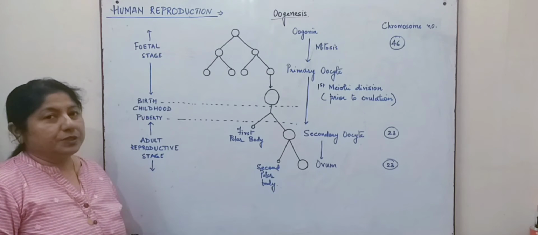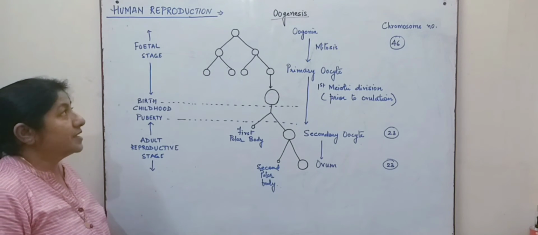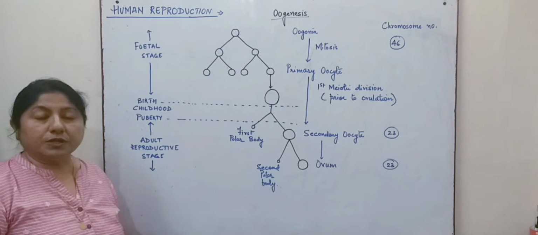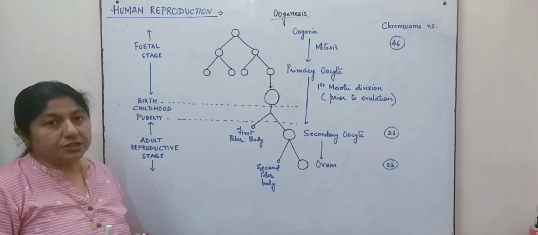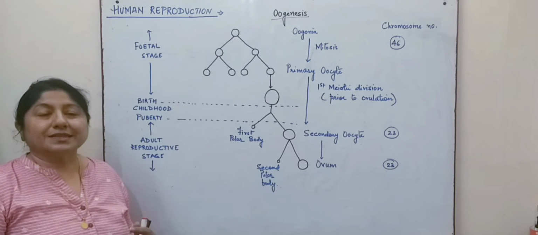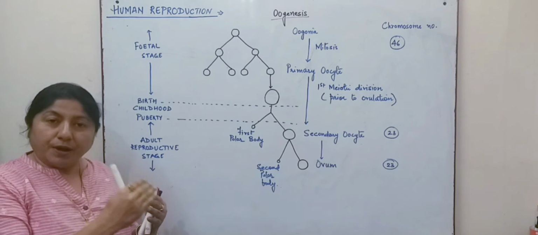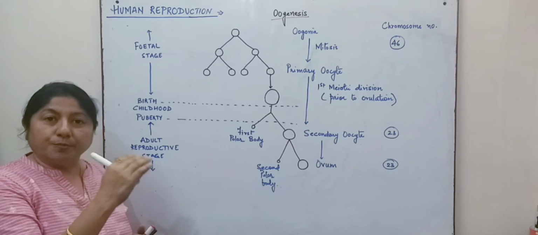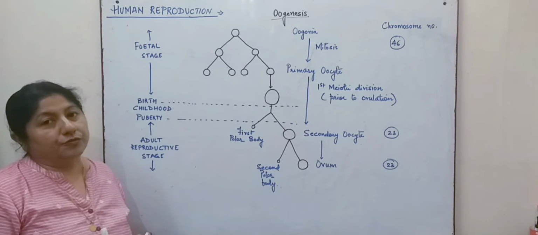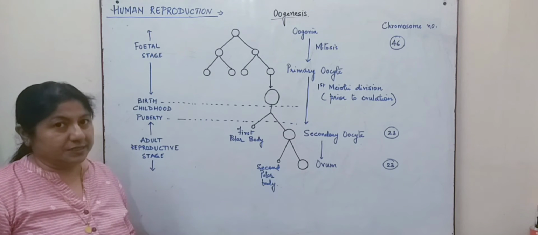Going to continue with the process of oogenesis. In the previous video we understood why oogenesis is called a discontinuous process: the first part completes before the birth, and the rest of the development of the ova occurs in the puberty stage.